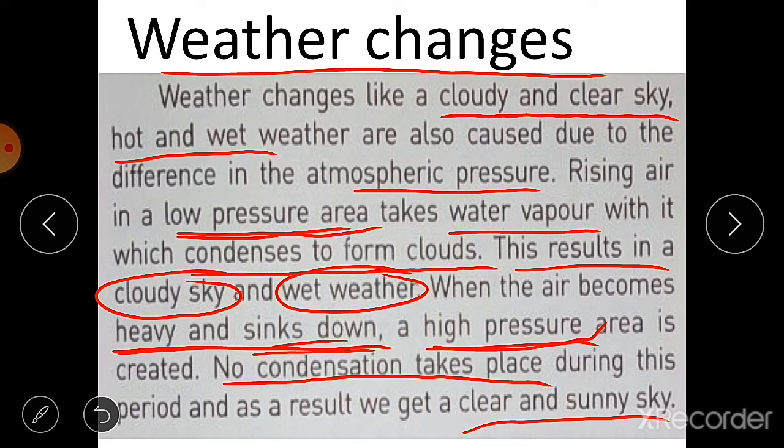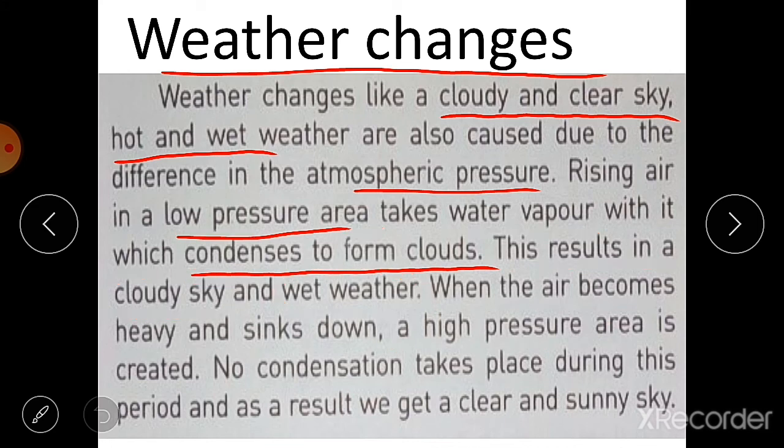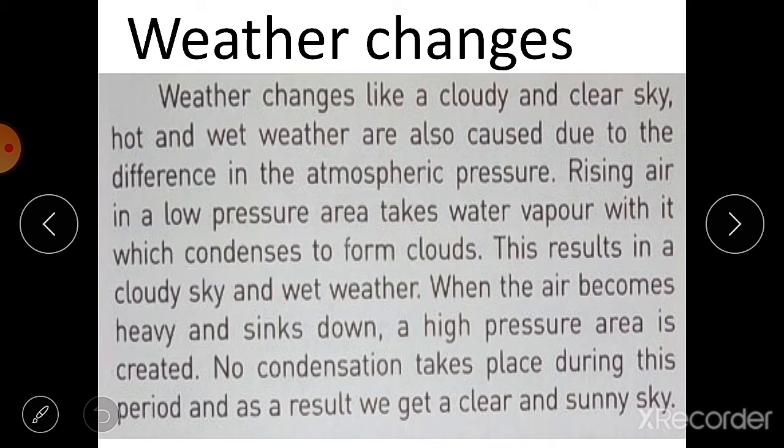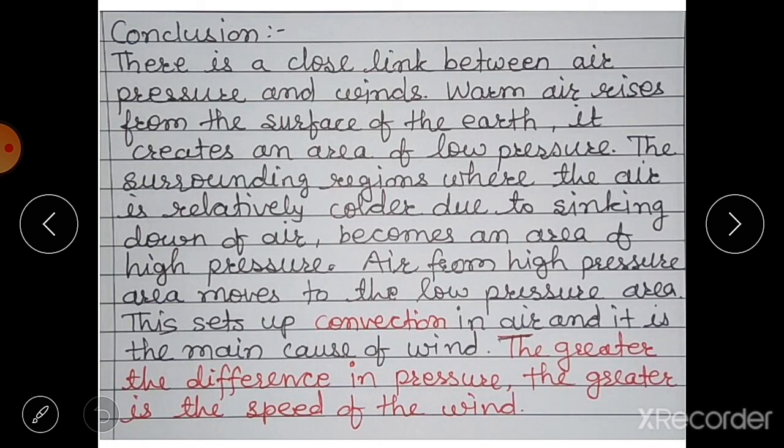So these weather changes are related to the air pressure and the speed of the wind. Also, these weather changes involve the water vapor content in the atmosphere. Okay, then we will see the conclusion. Whatever activities we have seen till now, the conclusion is here. What is the conclusion?